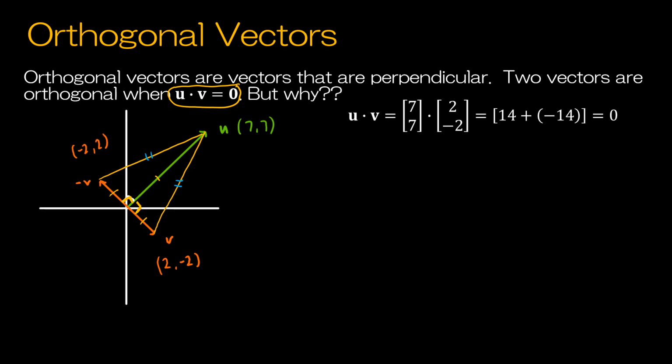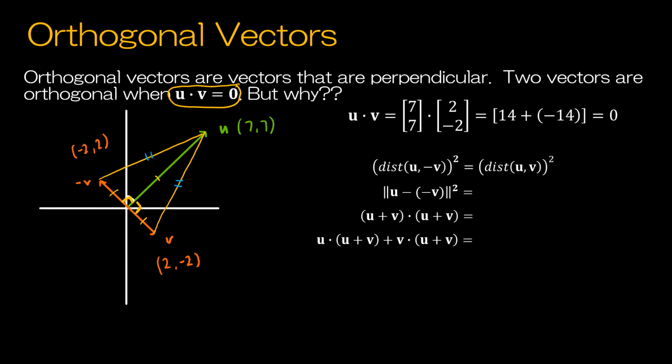So let's take a look at if that in fact is true. That means the distance from u to negative v has to be equal to the distance from u to v. So on the left-hand side, I just started working through it. u minus negative v, and then the norm squared. That's how we determine distance. So really, u minus negative v is u plus v. So I've got the norm of u plus v, squared.